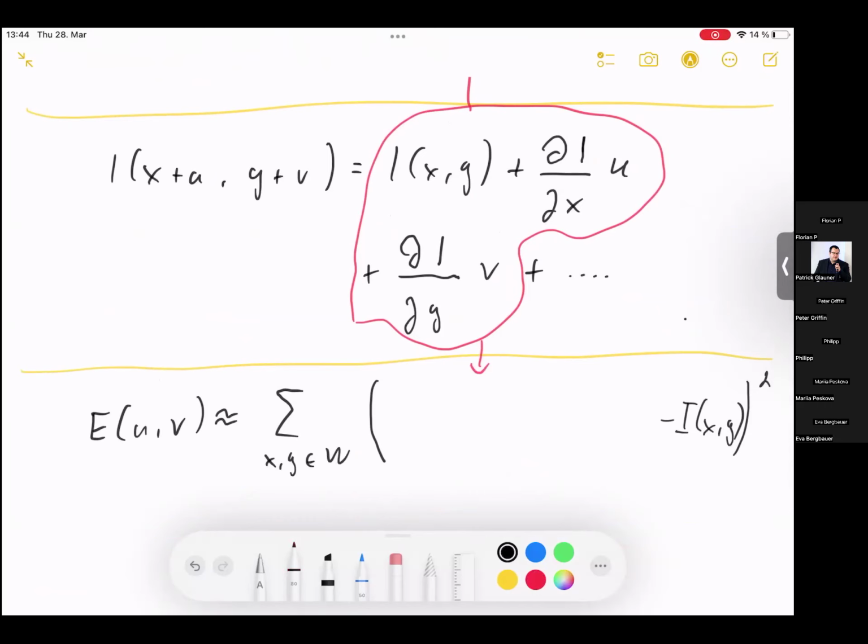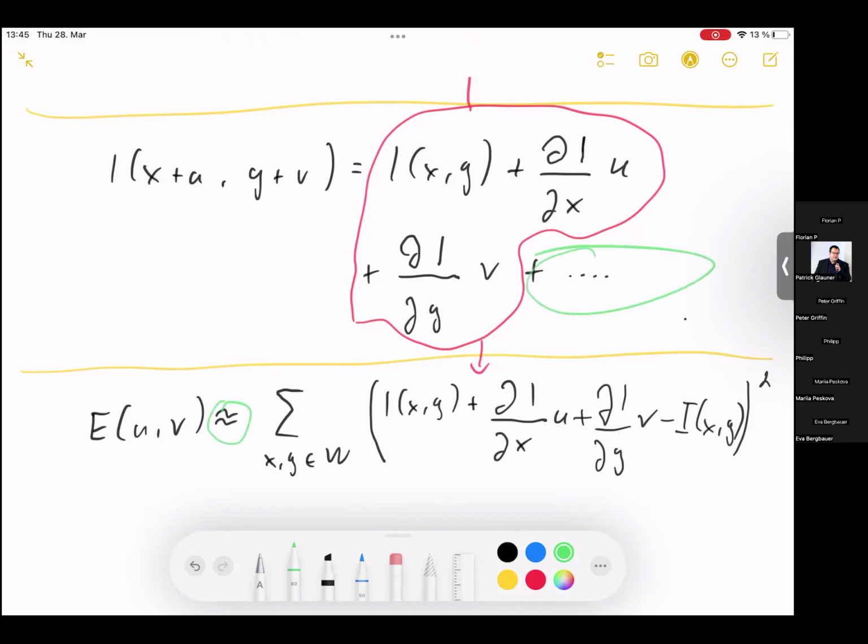Concretely, this is the intensity at x, y. Then I have a partial derivative of I along x times u, plus the partial derivative along y times v. And now the error is approximately this. It's not exactly this because I have left out these higher order terms, and that's why it's an approximate sign.